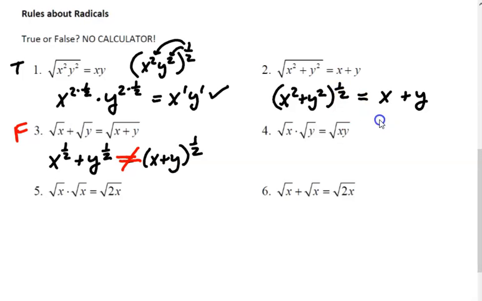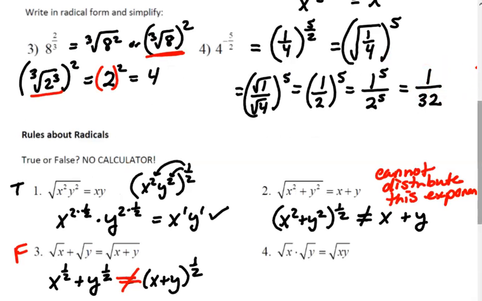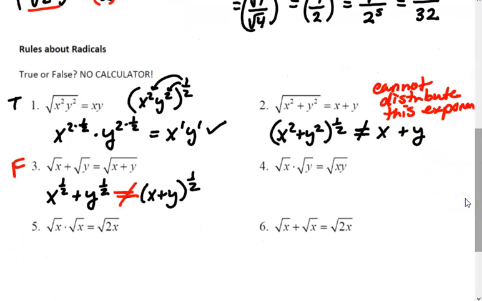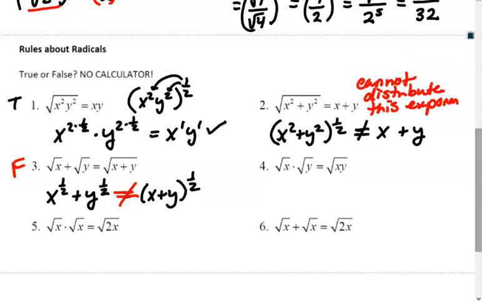No. I cannot distribute. So I cannot distribute this exponent because it's being distributed over addition. And we know that's not allowed. Okay, shoot, I can't fit that on there. Let me see if I can scoot this over here. There we go. Now I can finish writing that. We cannot distribute this exponent. And same here. The same thing applies for number 3.